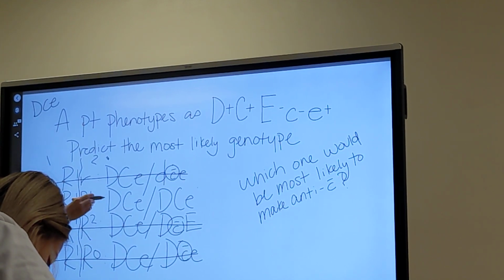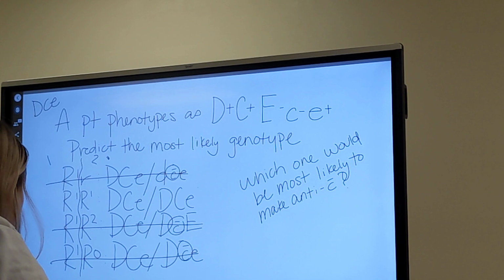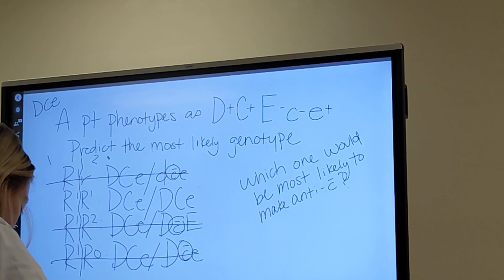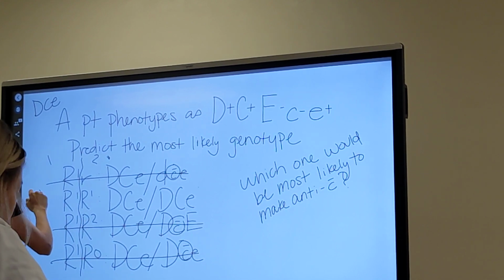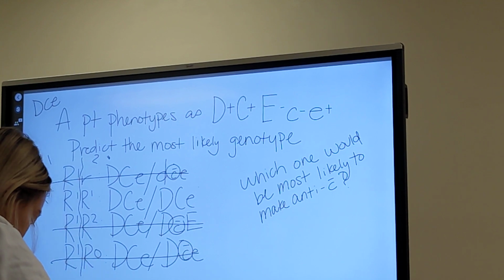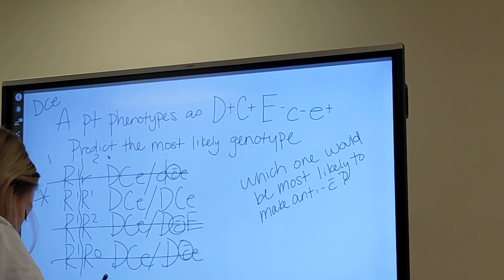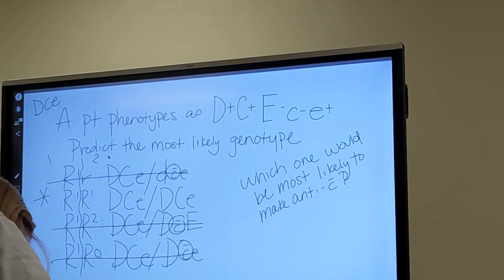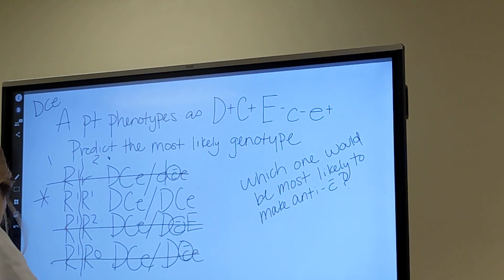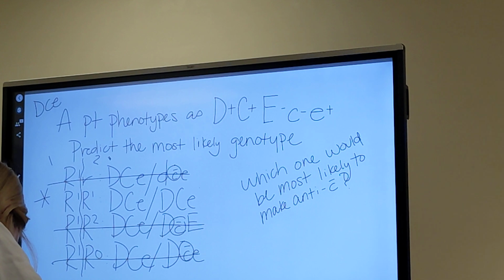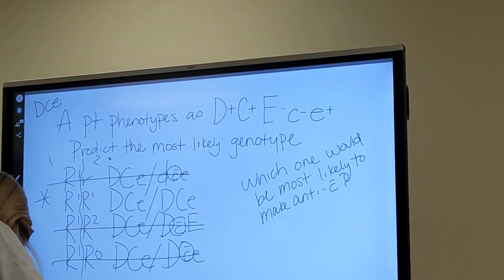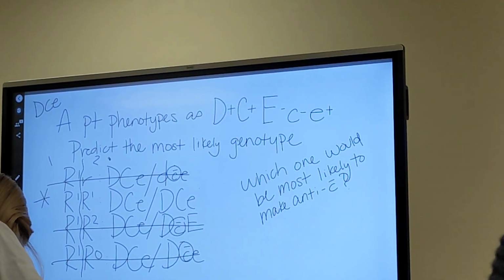This person is homozygous for big C. They got 2 big C's. So this patient right here will be the most likely one to make a little c because they don't have one. You can make an antibody to anything you don't have. Is that helping it make sense? I know it's still really new, but that's how it works.